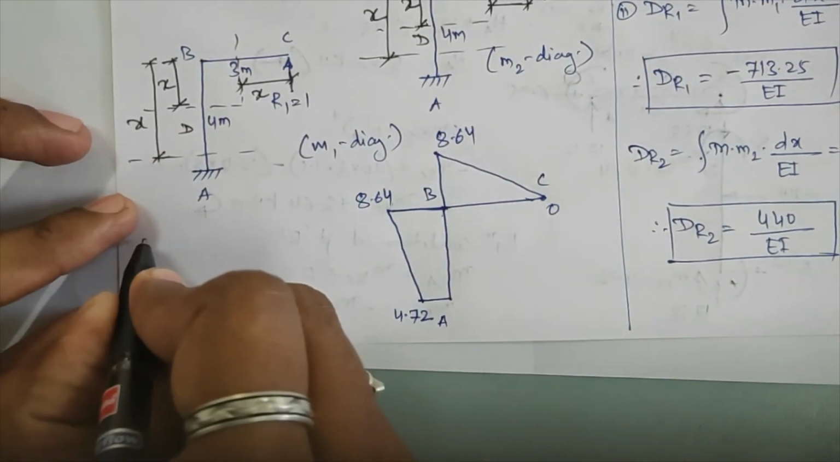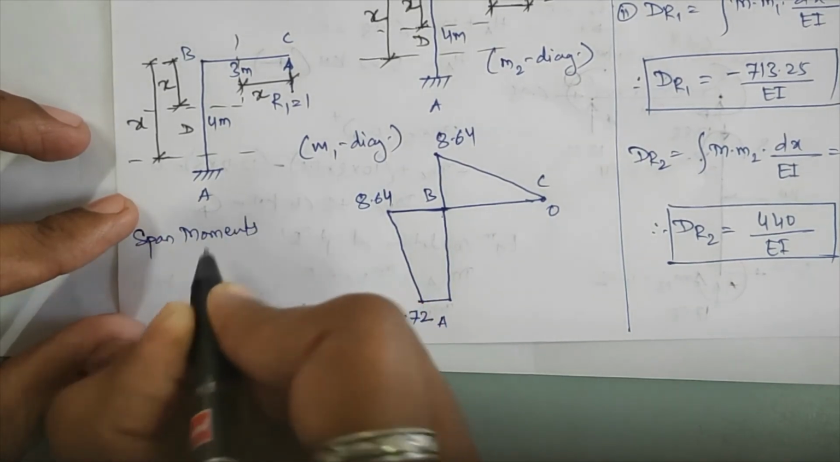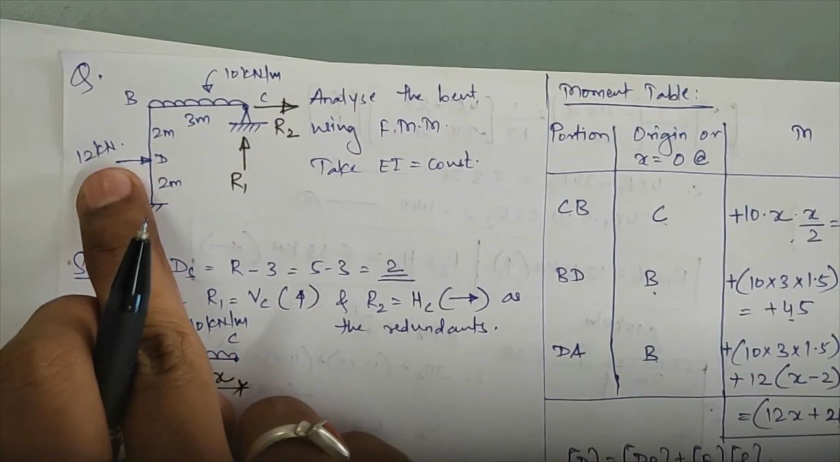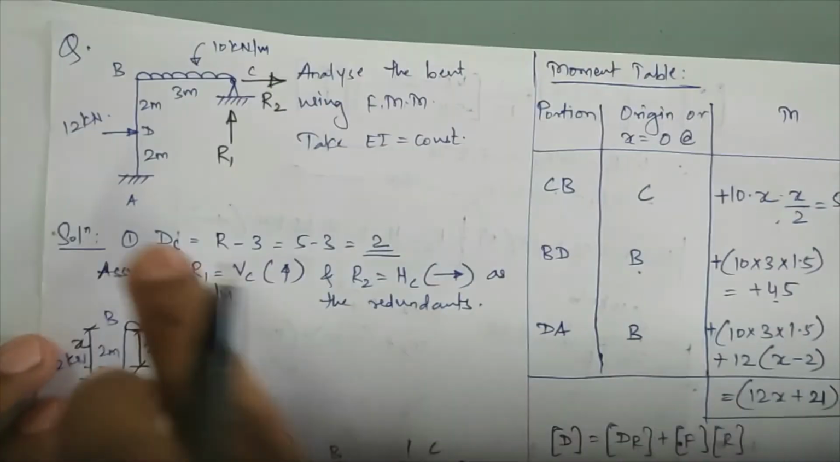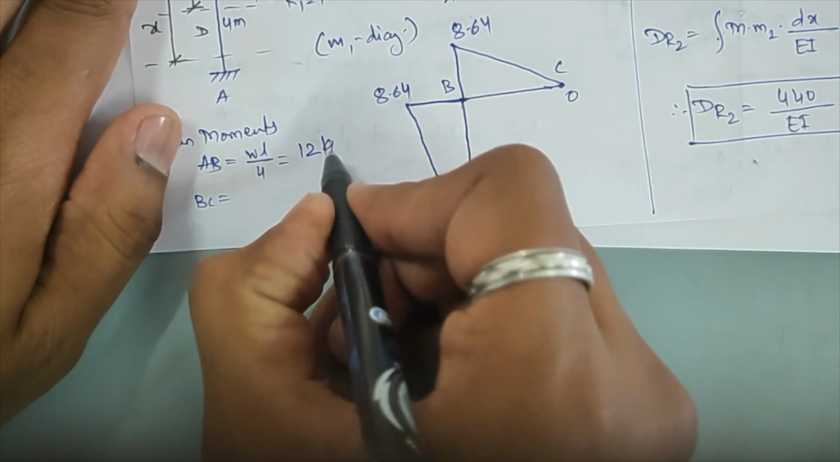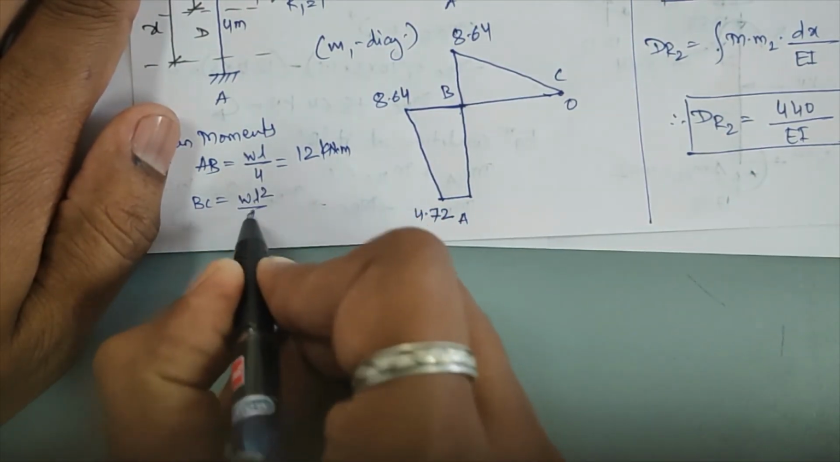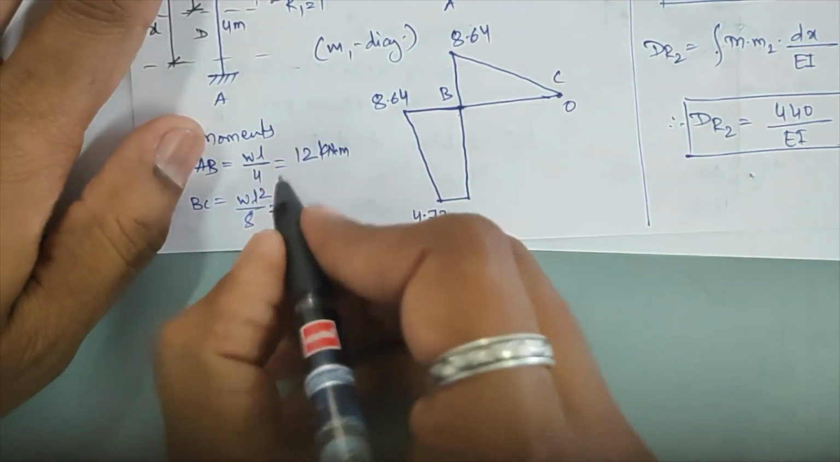Now what I'll do, I'll calculate the span moments over there. Span moments AB and span moment BC. So for AB, if you see the loading, a point load at the center is provided, so that comes equal to WL by 4. So W is 12, L is 4 divided by 4. So I get this as simply 12 kilonewton meter. Same way for BC, UDL it is, so WL square by 8, W is 10, L is 3 square divided by 8, I'll get this as 11.25.